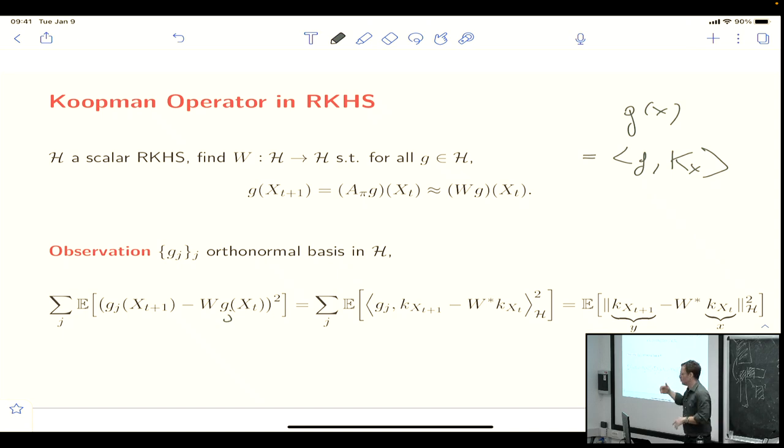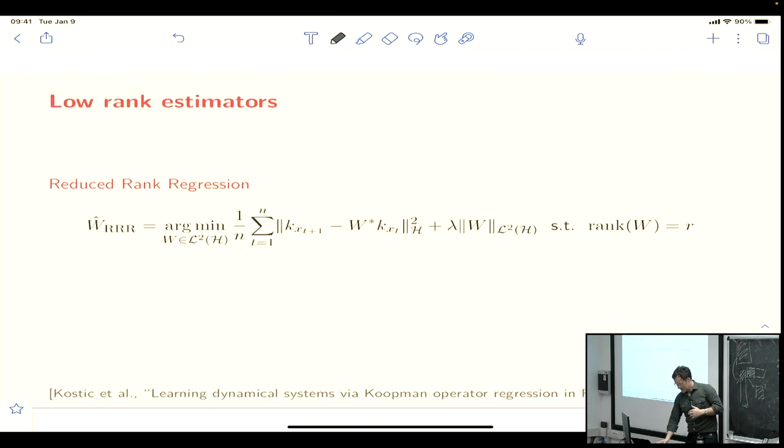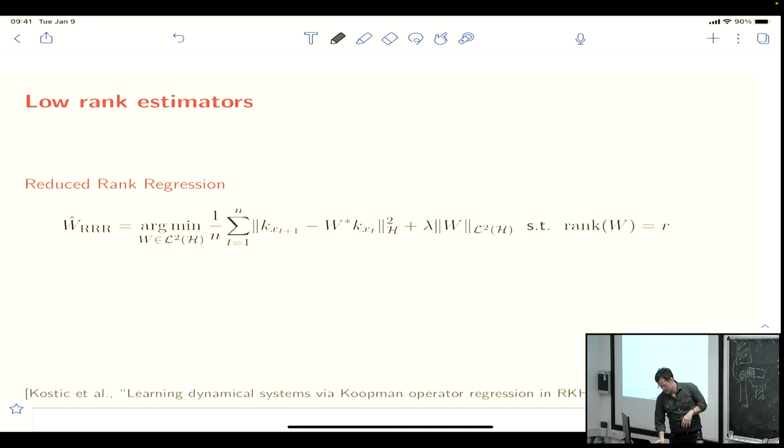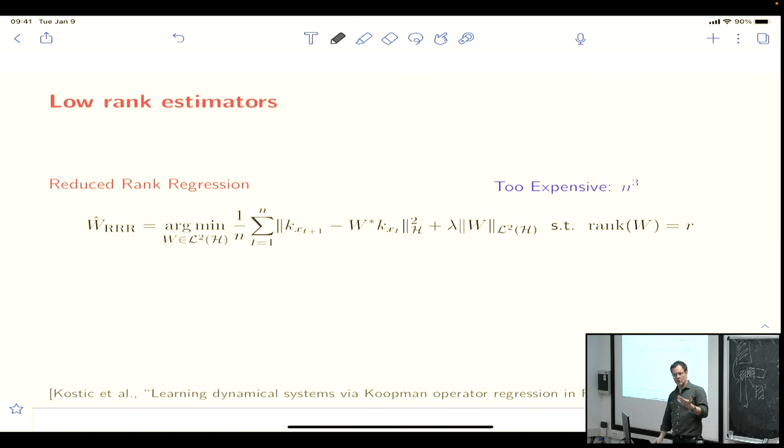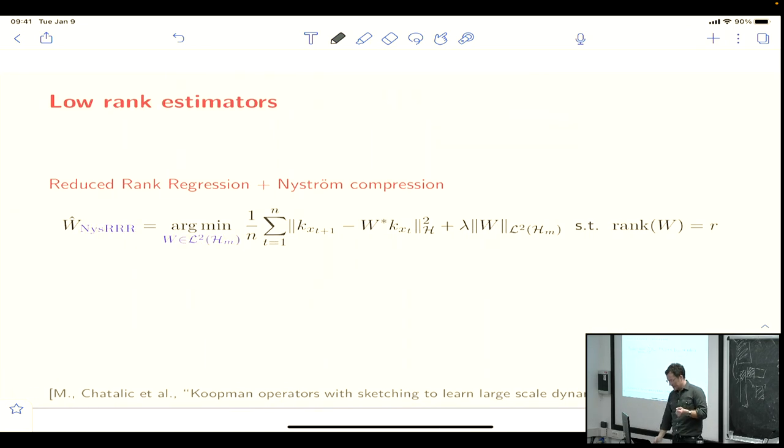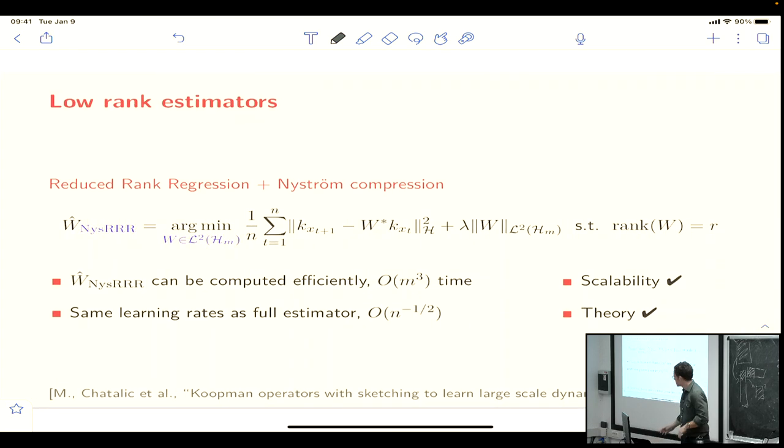Of course, you cannot do this because you don't have infinitely many of them. You discretize, you regularize, and this is the kind of thing you get. Okay, you typically want to put an extra rank constraint. This is not crucial. You can go through the same steps I was telling before. This is going to be expensive, so you typically compress with the kind of technique I told you before. And you can prove that under some assumptions you can compress and get some guarantees, although these are a bit cheating because they assume that the data come from the invariant distribution. So there are very minimal guarantees.